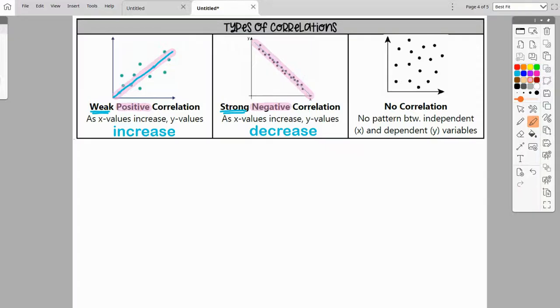For the last one, there's going to be a no correlation case, and that's going to be when we have no pattern between the independent x values and the dependent y values here. As you can see, in the graph, there is no pattern, no correlation.